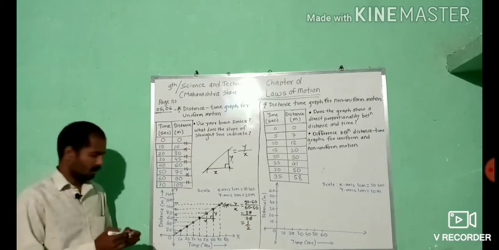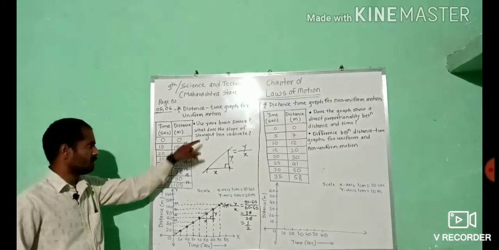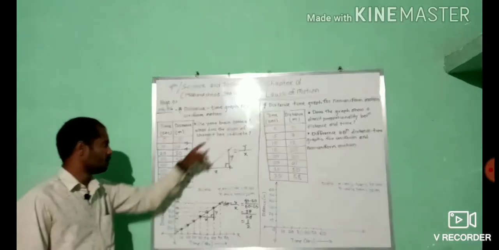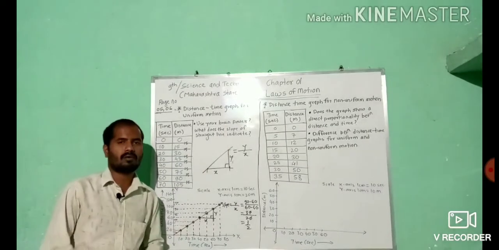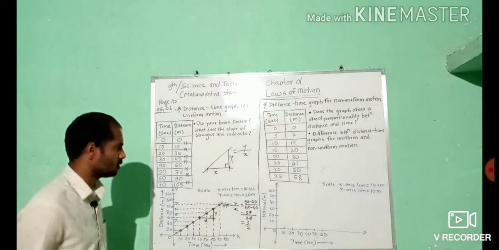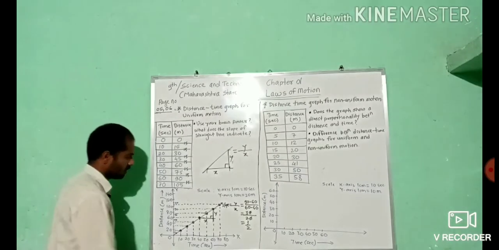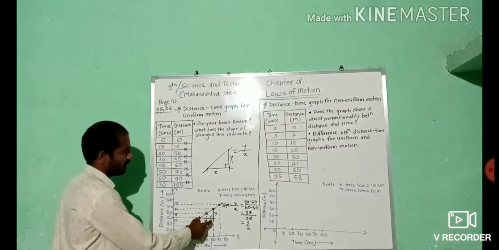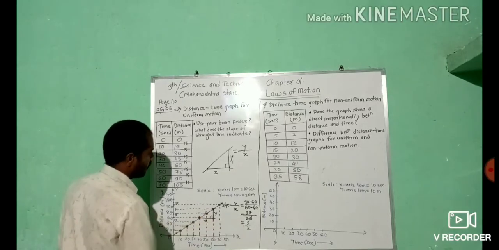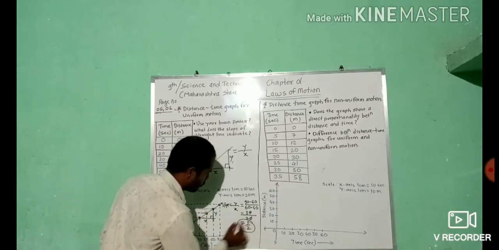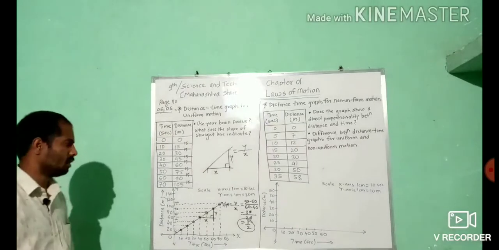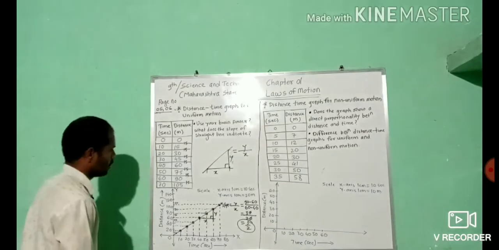Now if there is a straight line, the slope is always constant for any value. Slope is always constant for any values, which means if you take any two values like this, you will get the value of 3 by 2. You can find this out or check it at your home, okay.